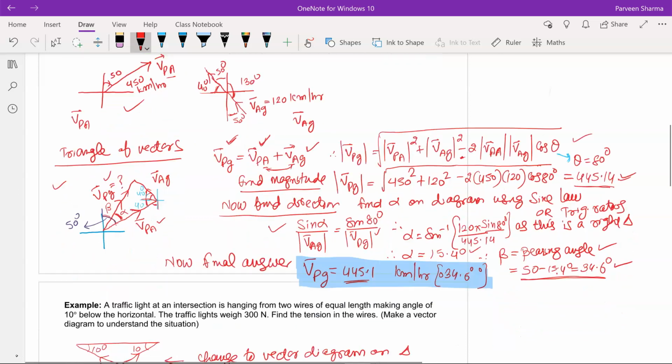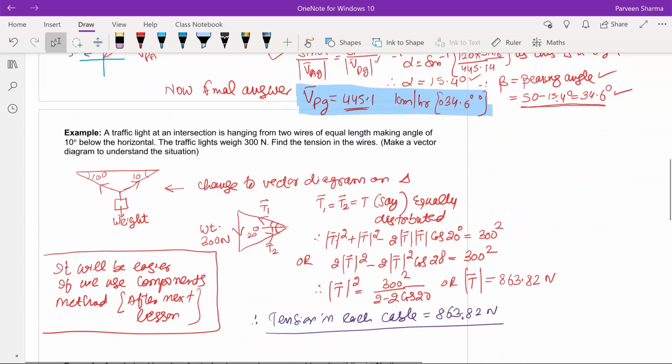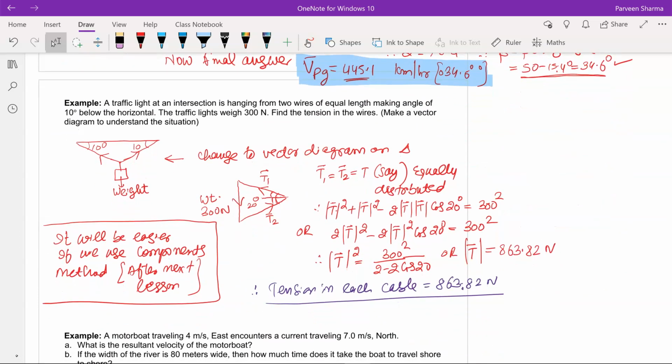So let's talk about one more. Again, I made the solution. This is a question on finding the tension in the cable. So let's read the question. A traffic light at an intersection is hanging from two wires of equal length, making an angle of 10 degrees below the horizontal. This is actually the diagram.